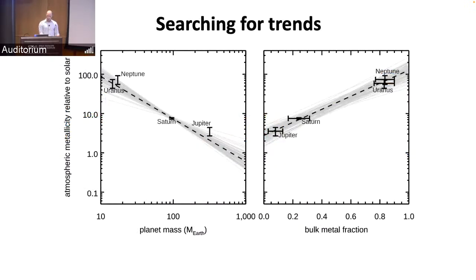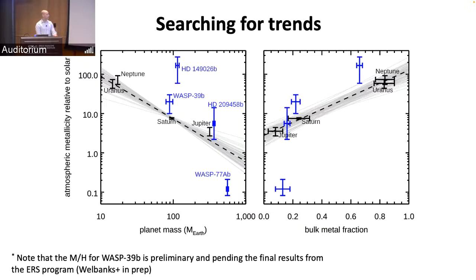Finally, one of the things that we've been trying to do over the last few years is do population studies of giant planet atmospheres and see if we can detect some of the trends that we expect from the solar system. A couple of these trends are how atmospheric metallicity corresponds to planet mass and also bulk metal fraction. You can see there are clear trends for the solar system giant planets. And the question is, now that we're measuring carbon and oxygen abundances in the atmospheres of giant exoplanets, do they follow this same trend? And so this is what we have right now.